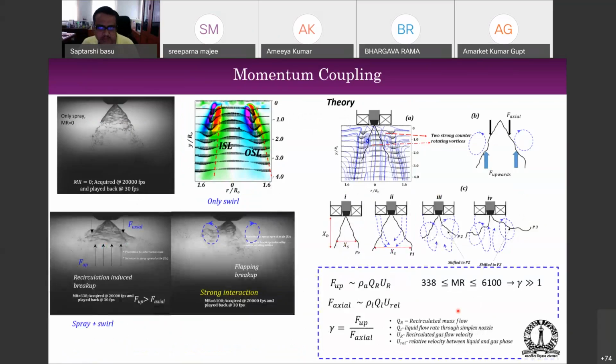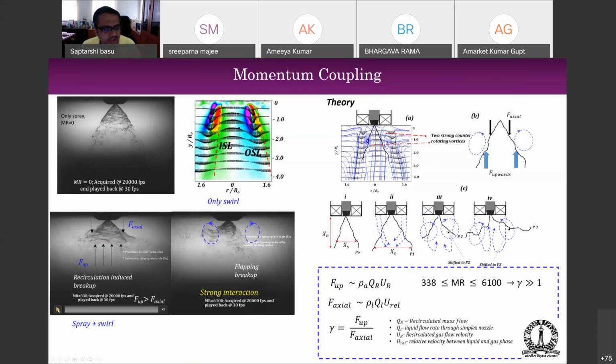If you look at the transitions over here, let me see if this video plays somehow. As you can see, this is only the spray. This is taken with no external flow field, if you can see the video. So this is just a nominal flow field. This is how the spray should normally look.